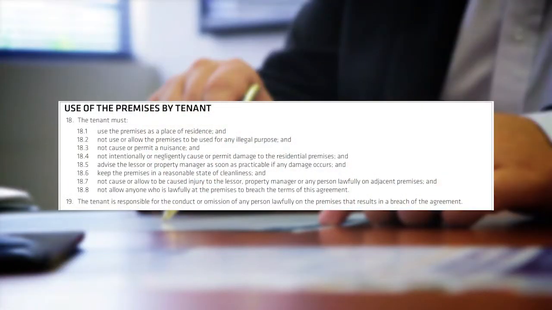Use of the premises by tenant. The tenant must use the premises as a place of residence and not use or allow the premises to be used for any illegal purpose, and not cause or permit a nuisance, and not intentionally or negligently cause or permit damage to the residential premises, and advise the lessor or property manager as soon as practicable if any damage occurs, and keep the premises in a reasonable state of cleanliness, and not cause or allow to be caused injury to the lessor, property manager, or any person lawfully on adjacent premises, and not allow anyone who is lawfully at the premises to breach the terms of this agreement.